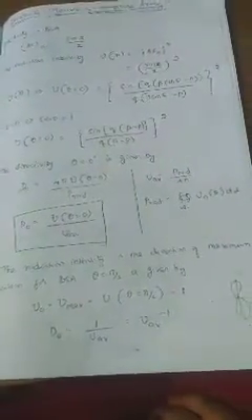The directivity of the end-fire array with increased directivity is D naught equal to 1.789 times L by lambda, that is, 4 times L by lambda multiplied by 1.789. This is the derivation which I already derived in the last class.